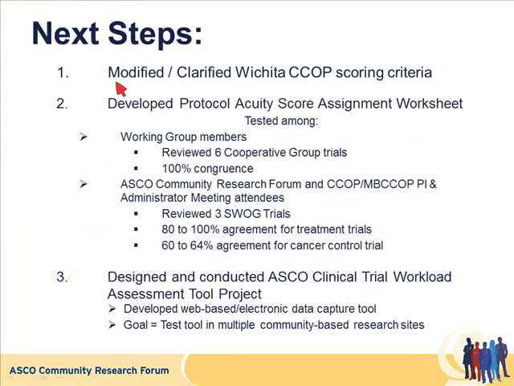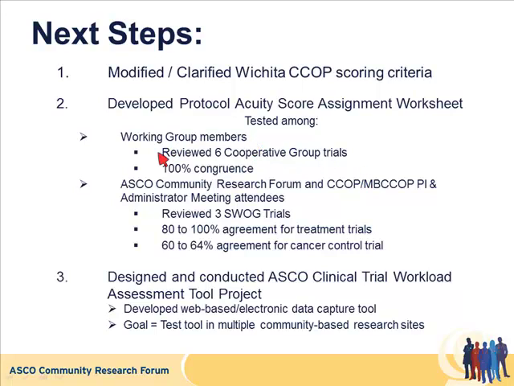Again, we used the Wichita CCOP scoring criteria. We did modify it and clarify some things that I had learned from experience that I felt needed to be changed, as well as getting the input and feedback back from the working group. We did tweak and clarify things. We developed a protocol acuity score assignment worksheet, which I'll show you here in a bit.